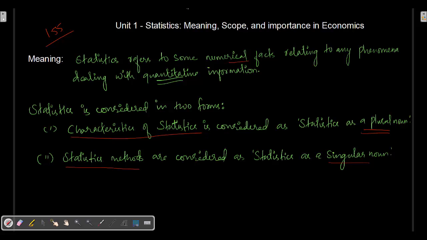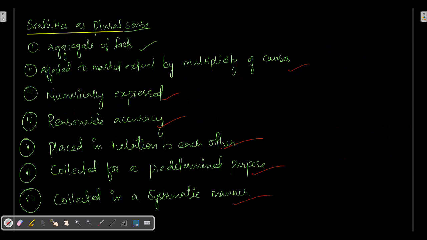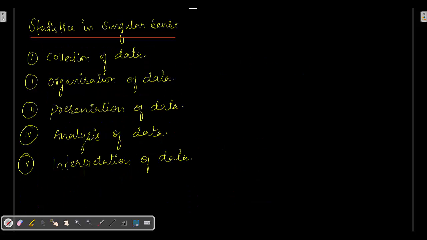Even if the question asks you to write the characteristics of statistics, you can mention these characteristics of statistics. That is, aggregate of facts, all the 7 points. So now let's see the meaning of statistics in the singular noun, or singular sense. Now, again, let's go back to the previous page.